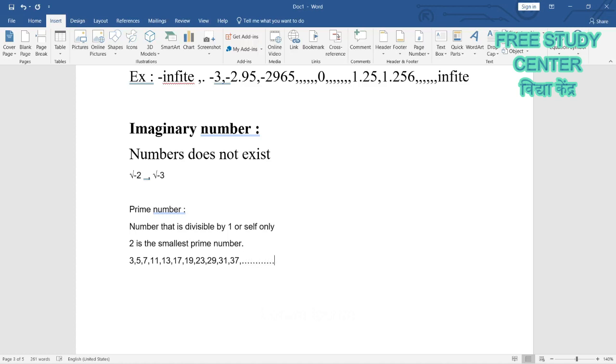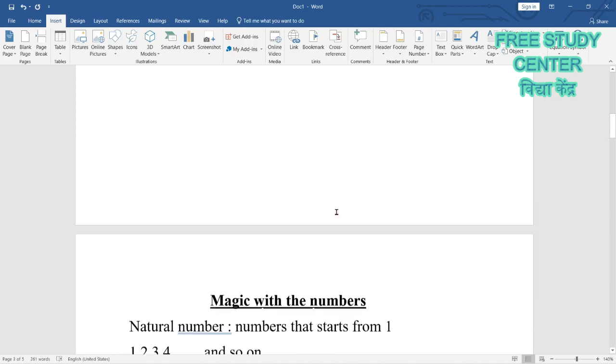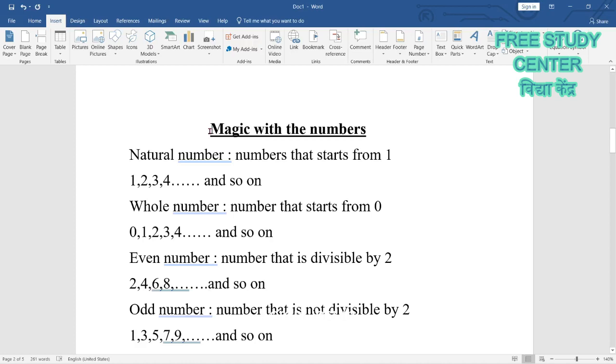Why did I mention all this about the numbers? Because when we start the Python module, inside the basic programming I will use all these concepts. So all this was about the numbers, and we will see the part about magic with the numbers in the next video.